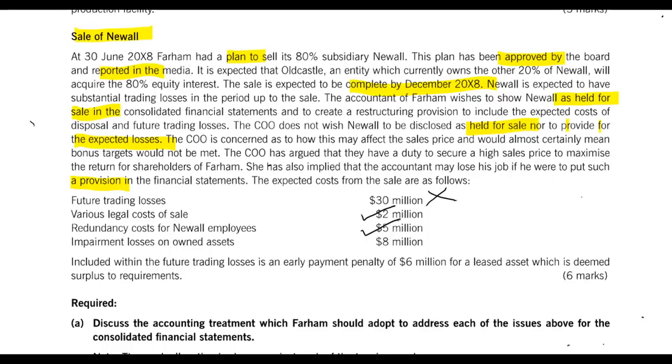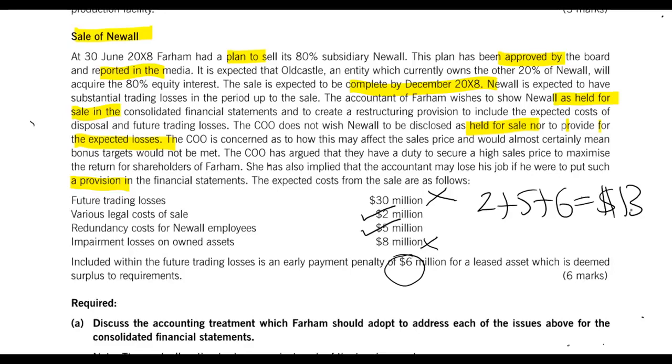Redundancies that relate to the disposal, yes, providing they're not ongoing. Impairment, of course, is not something that you provide for. But included within the future losses is an early payment for a leased asset. So that becomes an onerous contract, so we can provide for that. So it's 2 plus 5 plus 6, which means we are making a provision of 13 million in this context.